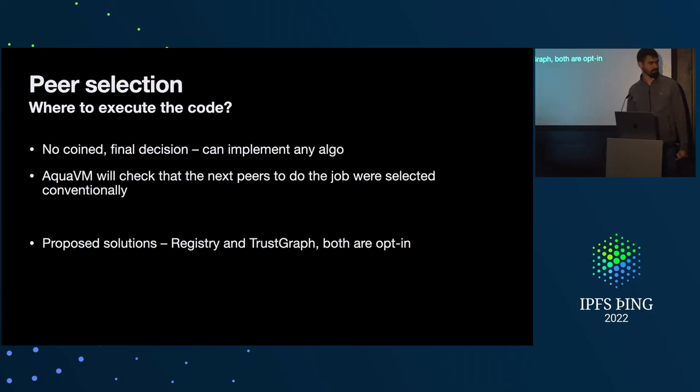Peer selection. No decision in Aqua about how to select peers, but AquaVM checks that the data was collected correctly. So we have some proposed solutions for peer selection, registry, and trust graph. Both are opt-in and beyond the scope of my talk.